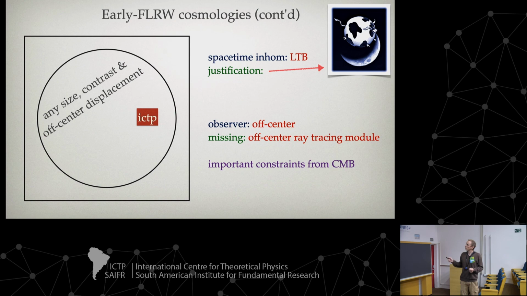So here is what we're working on right now. We need to build an off-center ray tracing module, which is not trivial. And we expect important constraints from the CMB. The CMB actually is the main issue, I think, with having a generally inhomogeneous model, because there is little anisotropy that is allowed by the CMB.